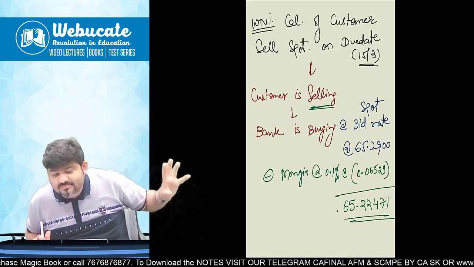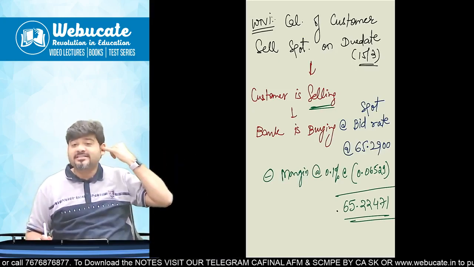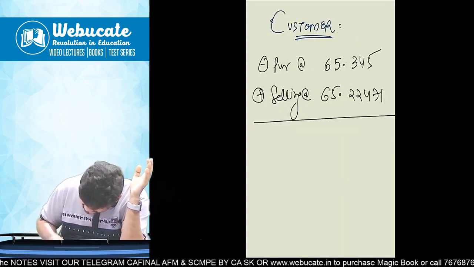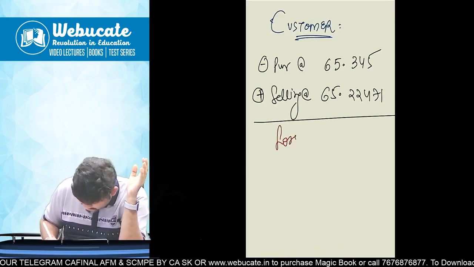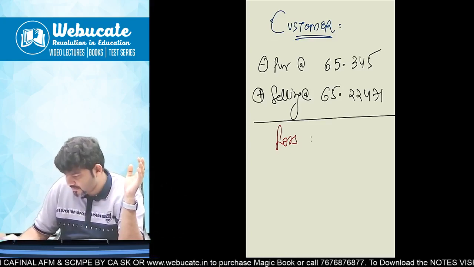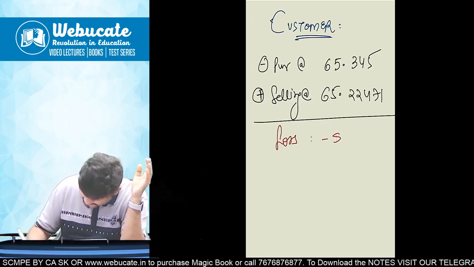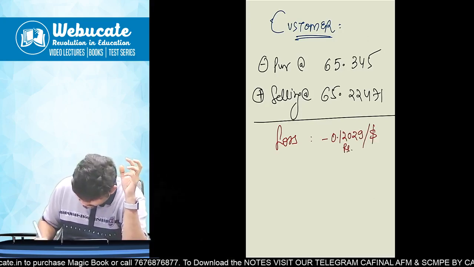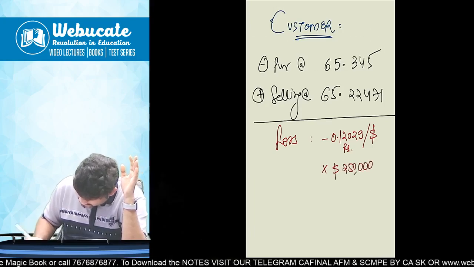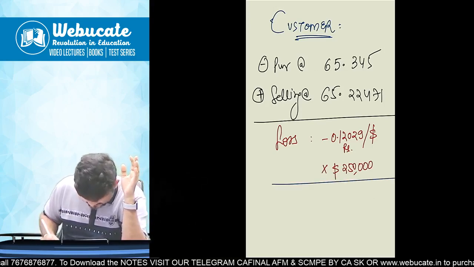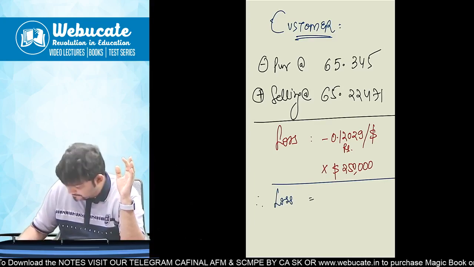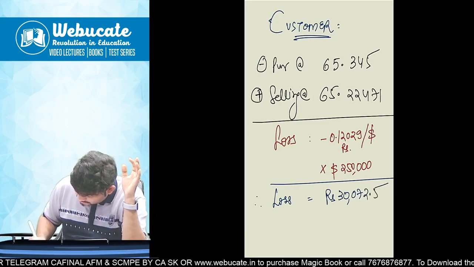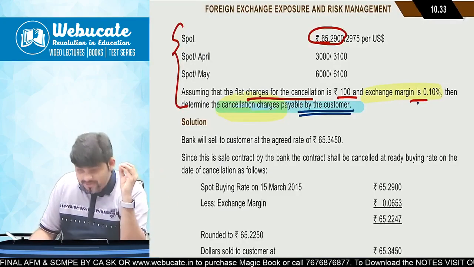Margin adjustment. Vani, where is the margin? So he is selling at 65.29, but he will not get 65.29. Margin will be deducted, and net you will get 65.22471. Selling, you are getting money. Purchase gone. So this will become a loss. How much loss? Minus 0.12029 per dollar, multiplied by 250,000. Loss is equal to rupees 30,072.5. Right? Done. So this is the loss that the customer will have to bear.